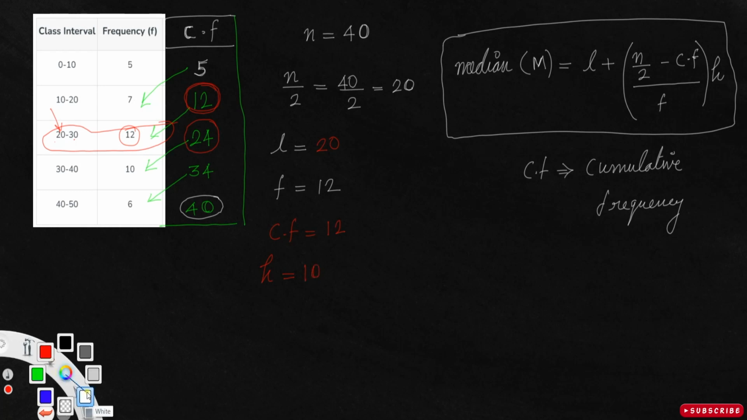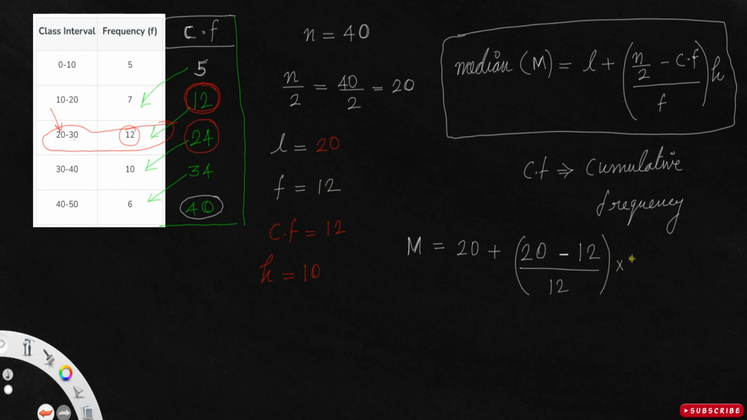Now I can plug in all these values in here. So M is equal to, in order to find M, we have L is equal to 20 plus N by 2, which is 20, minus cumulative frequency 12, divided by frequency F, again 12, into H, which is 10. Simplifying this, you will get 20 plus (20 minus 12) is 8, 8 by 12 into 10.